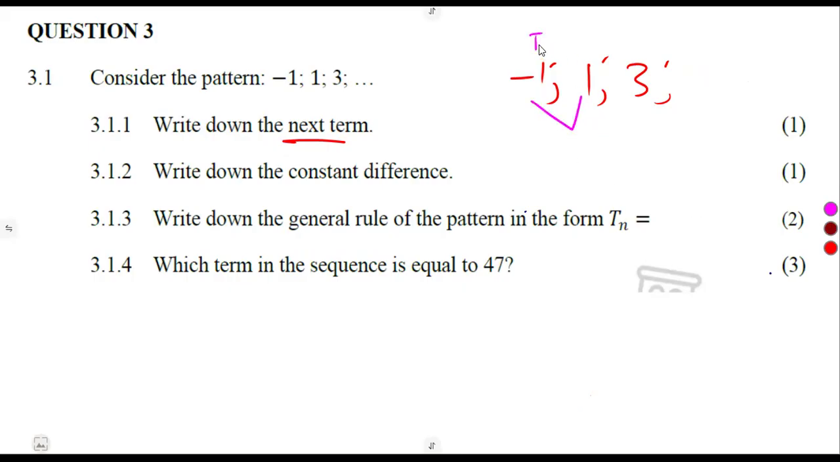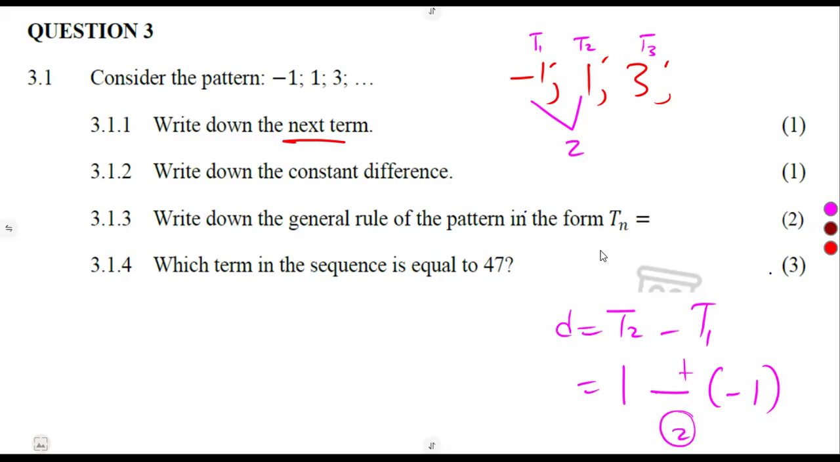The difference: this is the first term, second term, third term. Remember, constant difference, T2 minus T1. So we take the second term, 1, minus the first term. The first term is what? -1. So use your calculator. You're going to get plus 1 plus 1, which is 2. So there's a difference of 2 here.